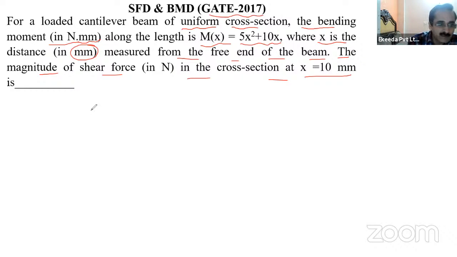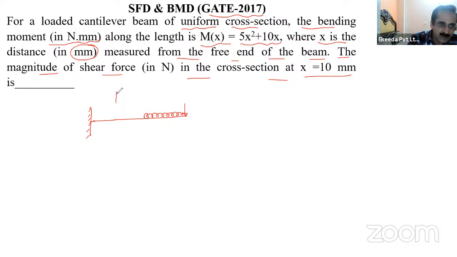So we have a cantilever beam like this, and there are some forces. We don't know what the forces are. There may be some forces like this, there may be some UDL like this. We are not clear about the forces. It is not given to us and not required.